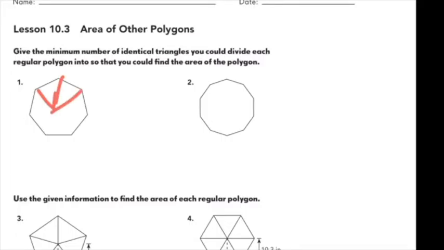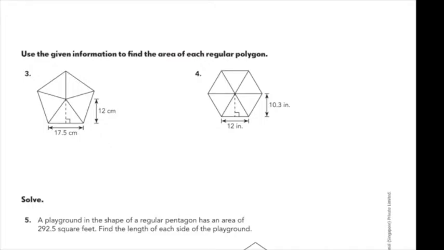So that's fairly easy. Over here, for number 3 and number 4, you need to find the area of the whole polygon. When you look at this, these are regular polygons, so that means each side is going to be equal. They break them up into triangles for you.